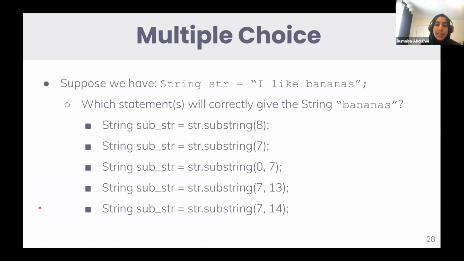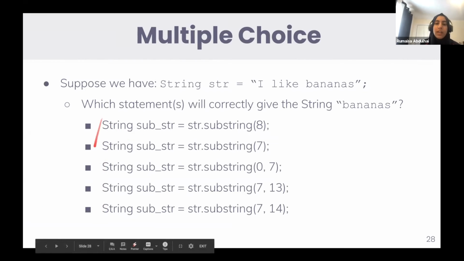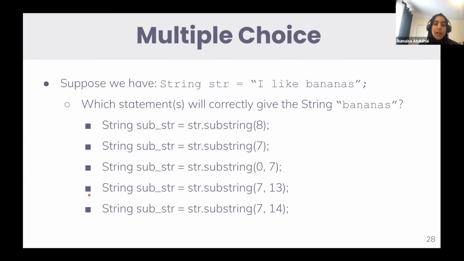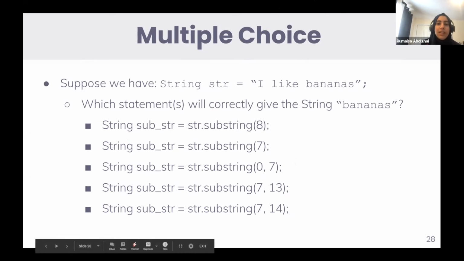So let's say we have the string str, I like bananas. Which statements will correctly give the string bananas? Based on the substring methods that we learned, which ones are correct and which ones are incorrect? None of these will cause an error, but if you print sub_str, which one will give bananas and which ones will not? I will give you guys 5 minutes and then we'll go over the answers.